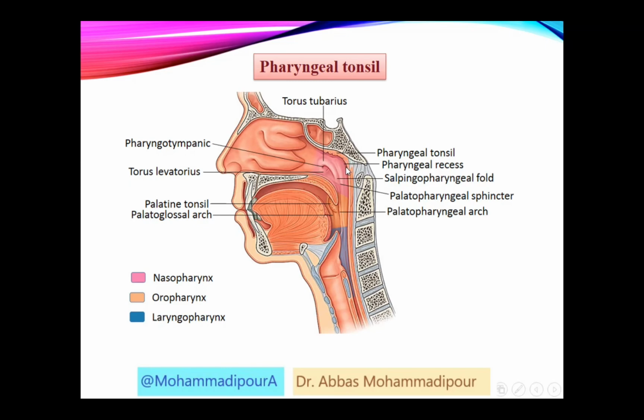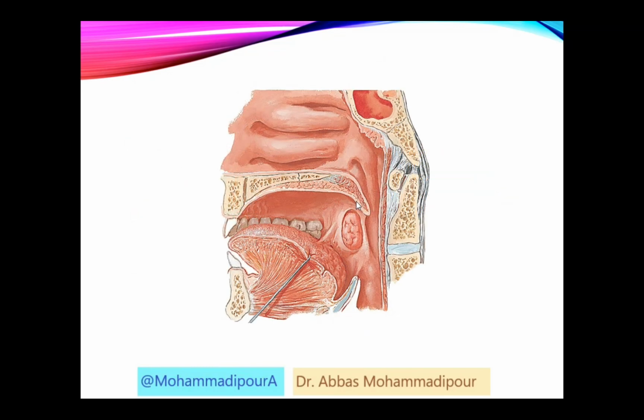The pharyngeal tonsil in some children becomes greater than normal and blocks the space of the nasopharynx and leads to nasal breathing problems. As you know, in addition to the pharyngeal tonsil, we've got other tonsils, for example palatine tonsils and also lingual tonsil.